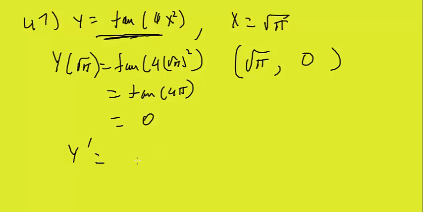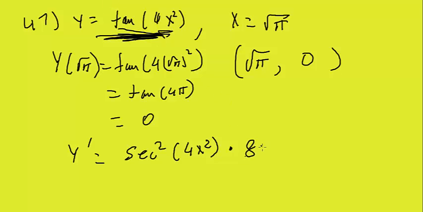So, let's take a derivative. Y prime. If I ask you a question, what do you do next? You should say, take a derivative. What's the outside function? Tangent. The derivative of tangent is secant squared. Very good. 4x squared times the inside. The derivative of the inside is 8x.